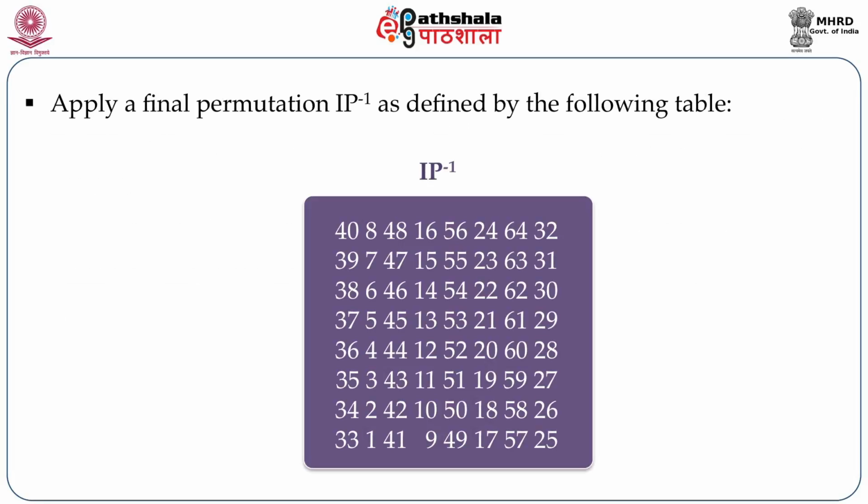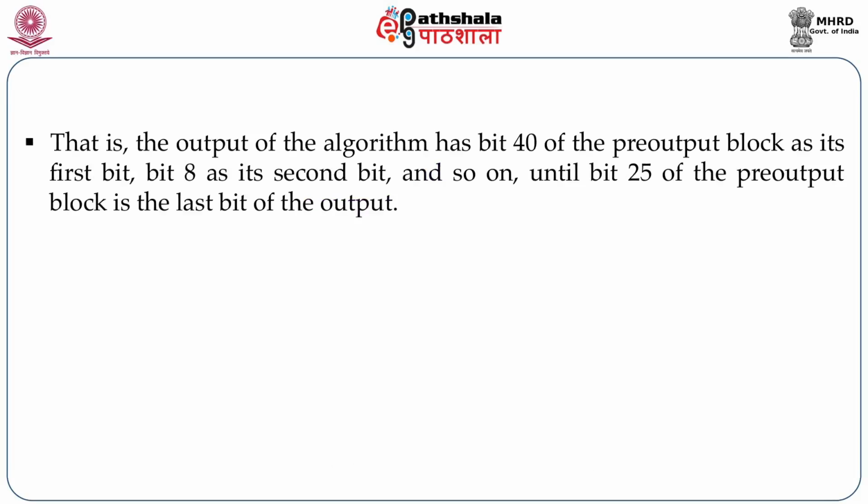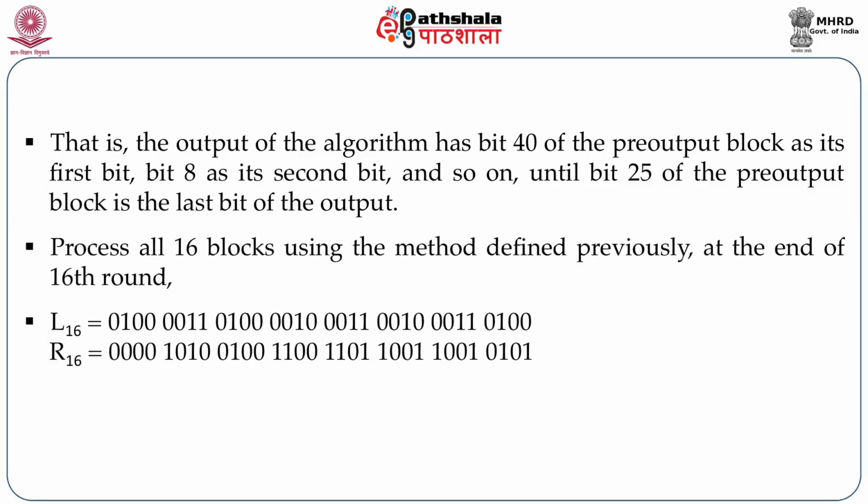What is left to be done? The final inverse permutation. That table is again on the board. What you have to do is the 40th bit becomes the first bit and the 25th bit becomes the last bit. So this is the final permutation which we have to perform. Now process all blocks according to the method which I have explained. Reverse the order of the block, and what you get is the final hexadecimal format output.